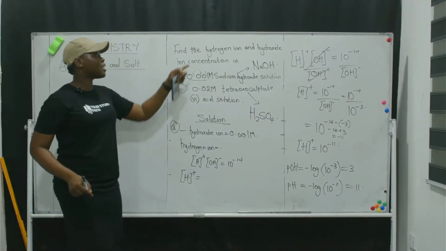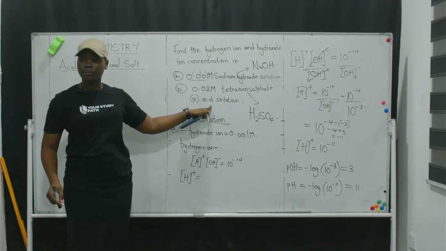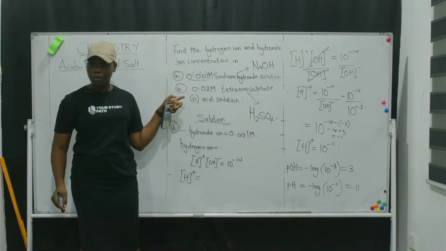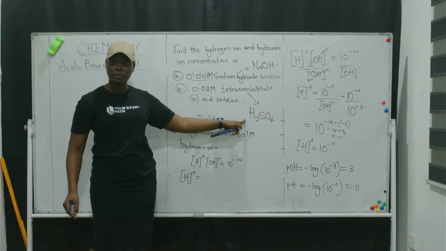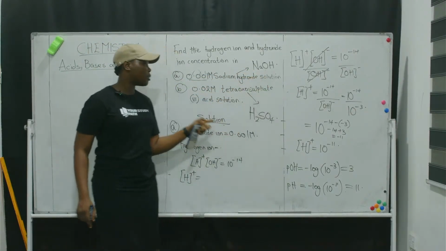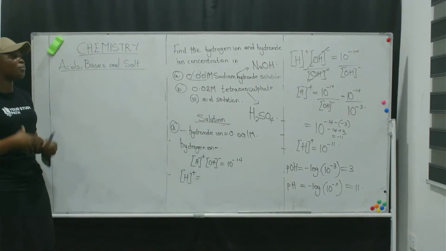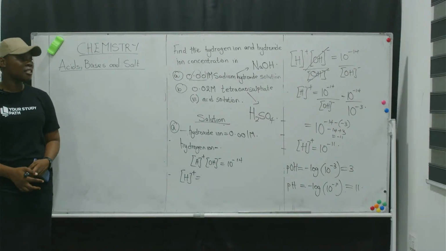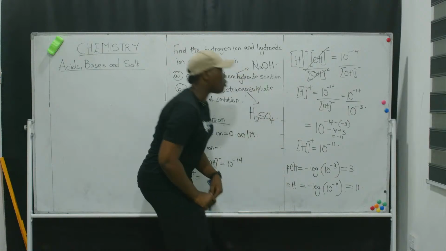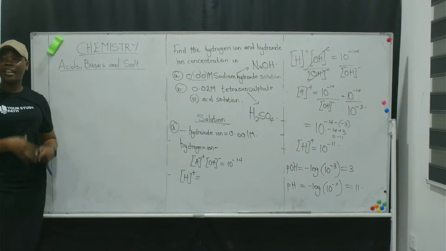B. Find the hydrogen ion and hydroxide ion concentration in this. And we know it is H2SO4. That means this value is for hydrogen. In the previous one, you knew the value was for OH because of the compound. Here it's for hydrogen ion. There's another thing to confirm. What type of acid is it? Is it monobasic or dibasic? H2SO4 is dibasic. Because it is dibasic, we have to multiply it by 2.